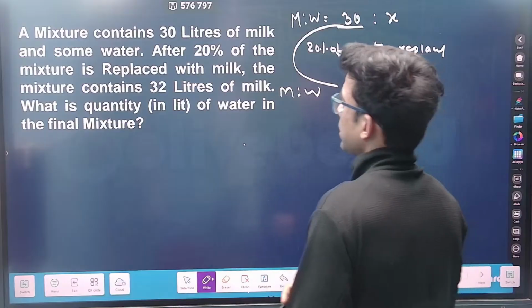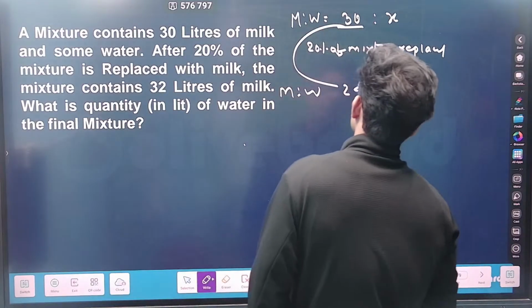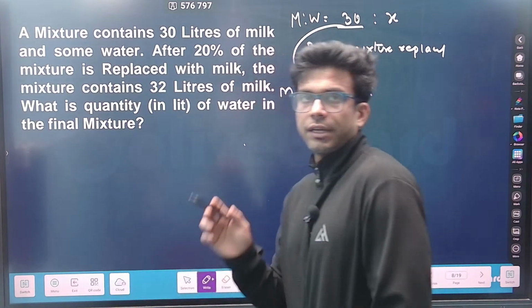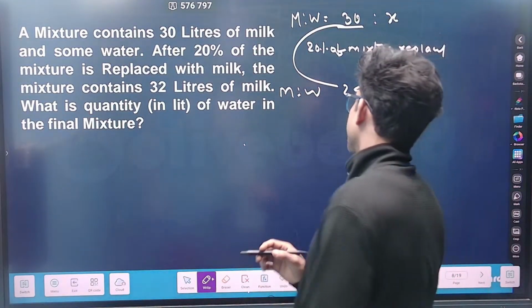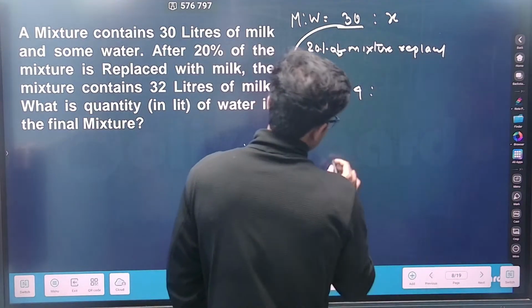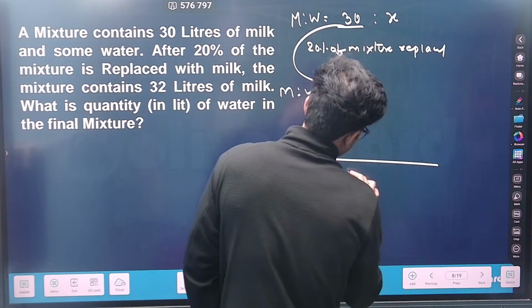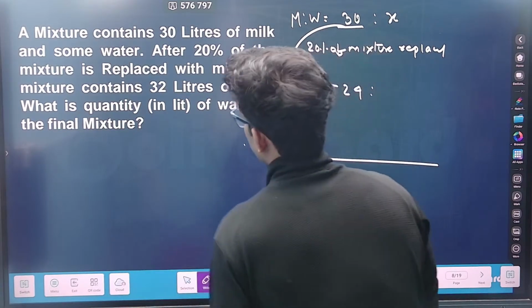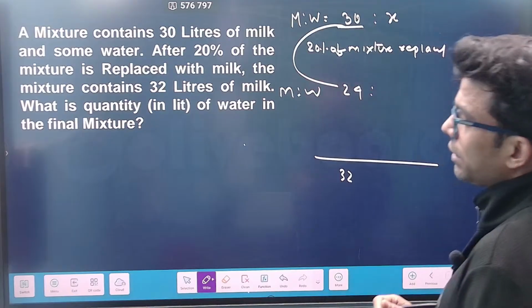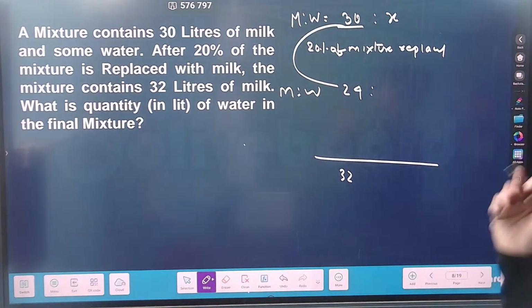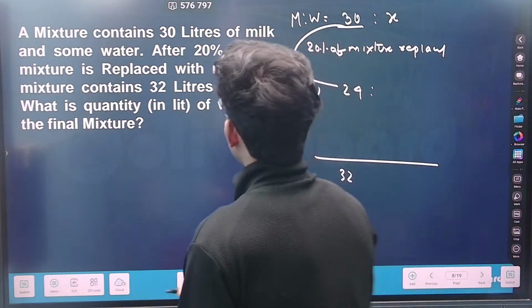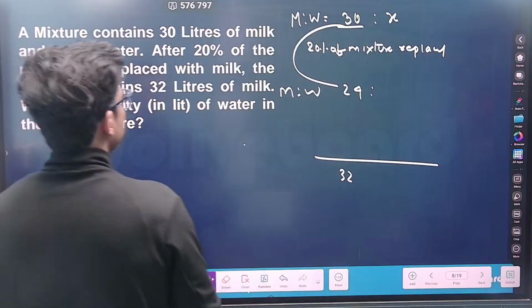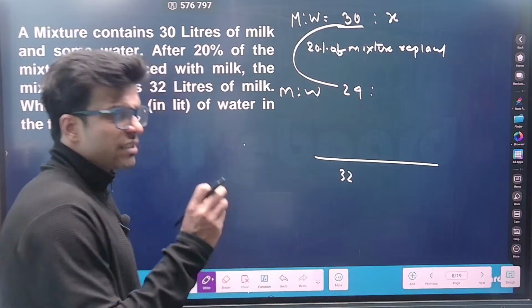Now the mixture contains 32 liters of milk. Everybody needs to understand this part. What are they basically saying? They are saying after this removal, the milk is basically 32 liters. But I don't know the water again. What is the quantity of water in the final mixture? So they are asking the value of x, right? Now, they are saying after 20% of the mixture is replaced with milk.